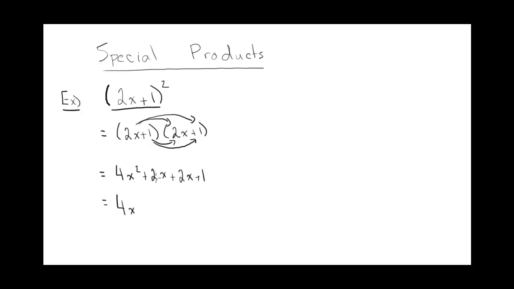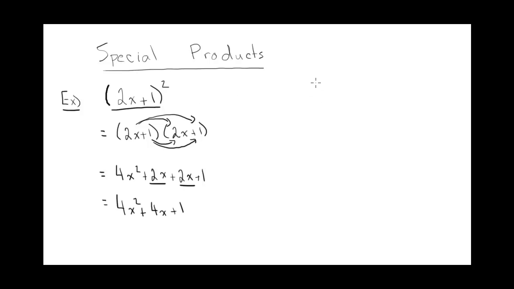So simplify by adding like terms, those middle terms. So 4x squared plus 4x plus 1. So when I expand this, I get a trinomial. One comment about this one, and this is a mistake. I just want to show you a mistake that tons of people make.